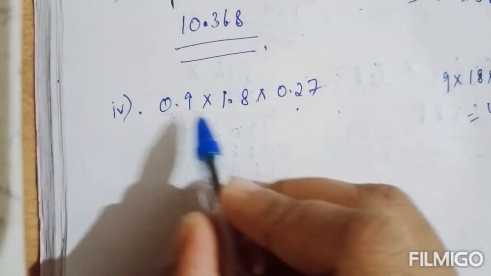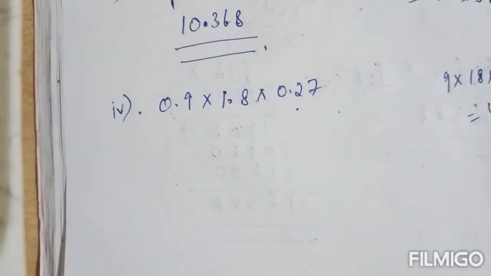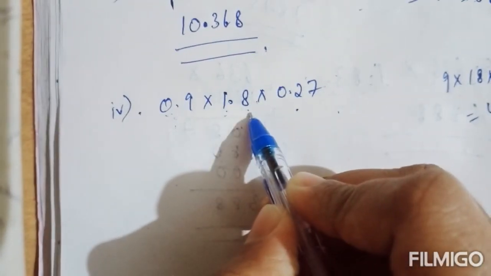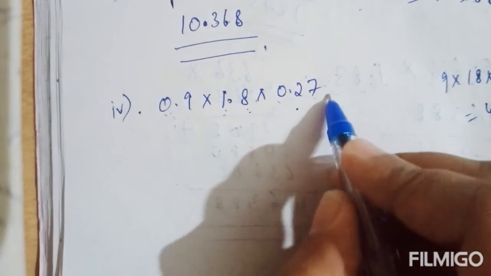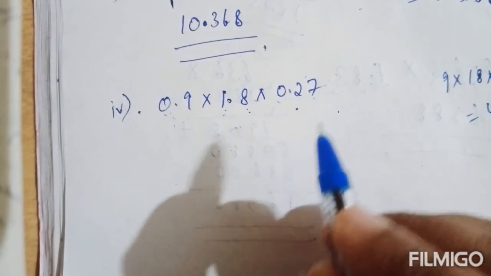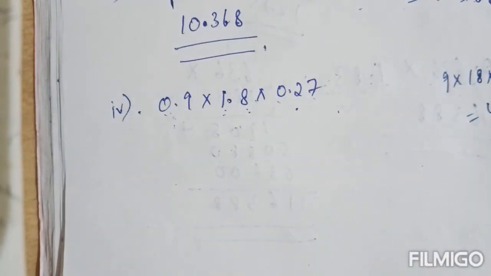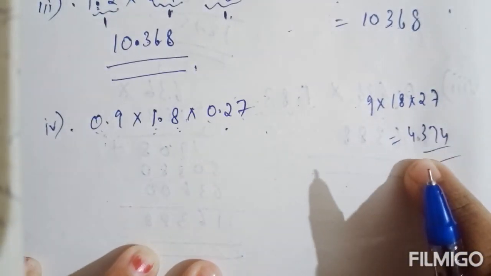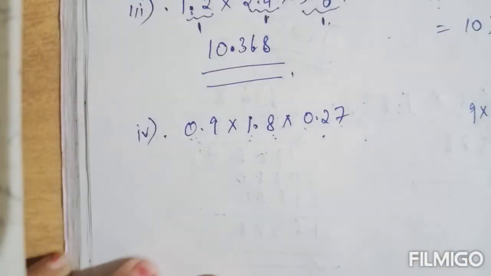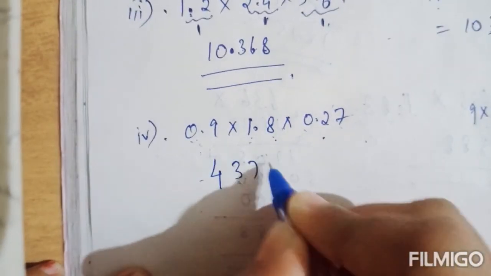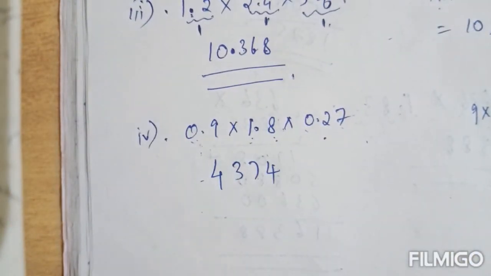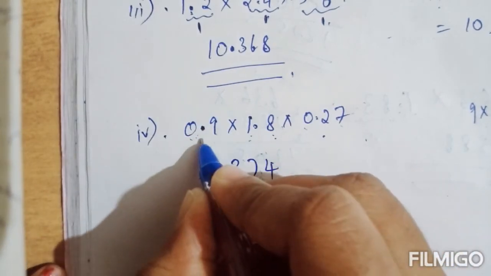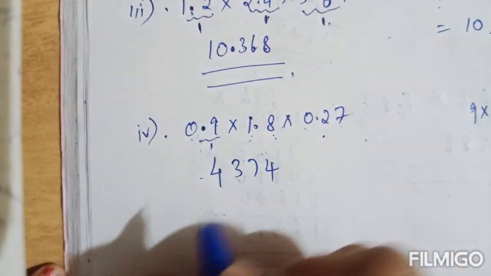So first you can take all the decimal fraction without decimal point. So this will be 9. Second one will be 18. Third one will be 27. Okay, without decimal point we are taking first. So 9 into 18 into 27, it is 4,374. 4,374. Okay, now here in the first decimal fraction, after decimal point 1 digit is coming.